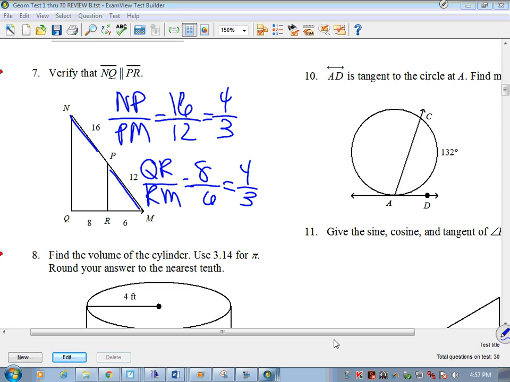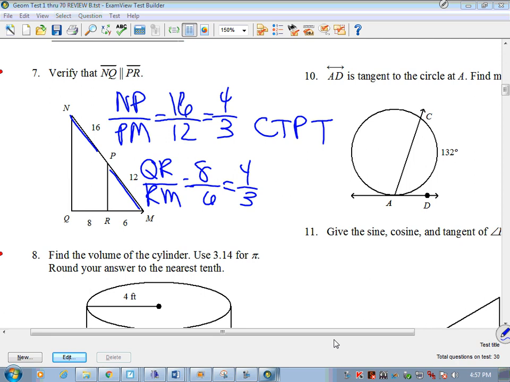So since NP, and this goes on with the rest of the answer, since these two are equal to each other, they're proportional, then NQ is parallel to PR by the converse of the triangle proportionality theorem. Okay, that's not CPCTC. It's just I don't have room to write it all out. I'll read it again so that you can write it out as you come across this. Hopefully you are listening and not just writing things down. You're going to get a long gap in here.